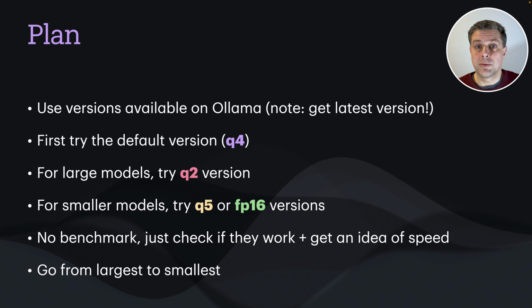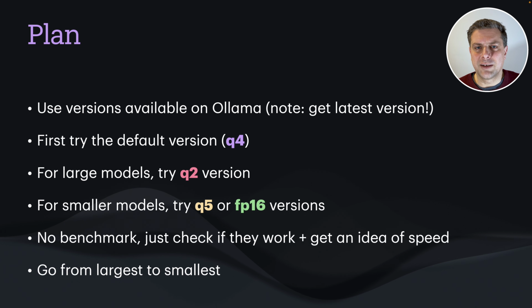So first, for each of these models, I'll try the default option, which is the 4-bit quantized version. For the large models, if they don't quite work on my machine, I'll try the 2-bit quantized version. I'm not too hopeful for these, but we'll try them. And for the smaller models, I'll try either the Q5, the 5-bit version, or the floating point 16-bit version, even for the smallest models, to see what the performance trade-offs are.